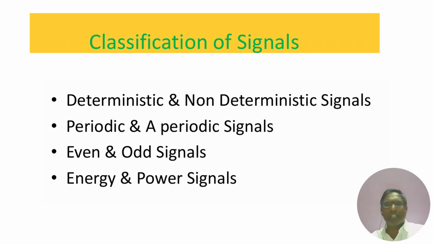Next is classification of signals. It is a very important part. They can be classified as deterministic and non-deterministic signals, periodic and aperiodic signals, even and odd signals, energy and power signals.